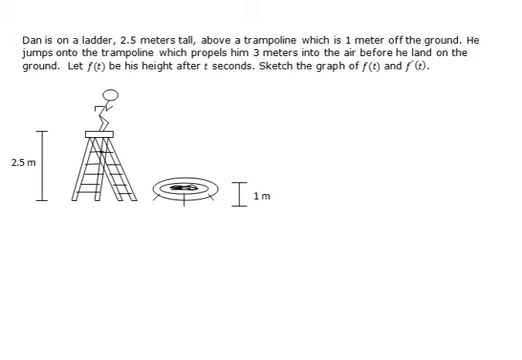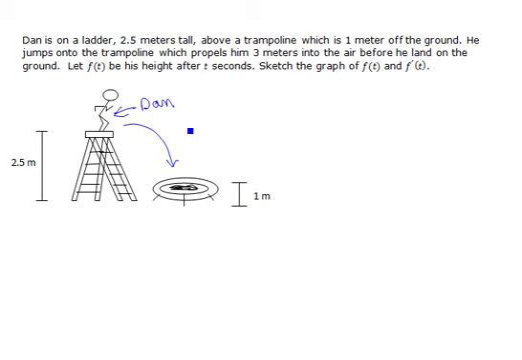This is a fun little problem where we're going to be looking at a situation and try to draw a couple of graphs that relate to it. So what we have here is this little guy, Dan, on top of a ladder that's 2.5 meters tall. The ladder's next to one of those little individual trampolines that stands 1 meter off the ground. And Dan's going to jump onto the trampoline.